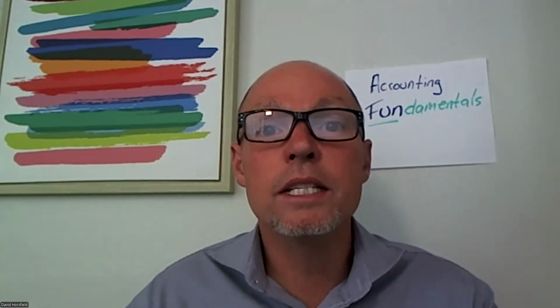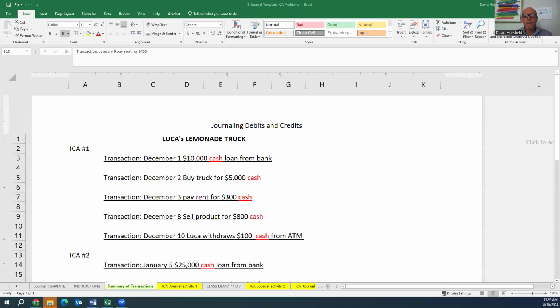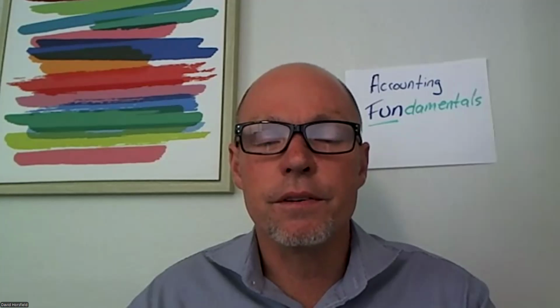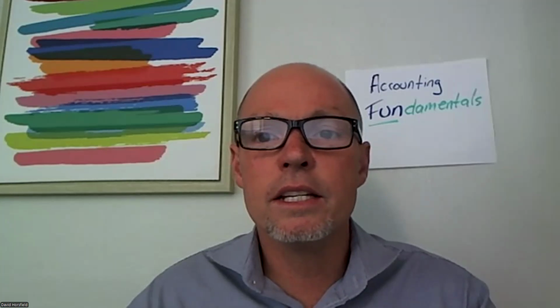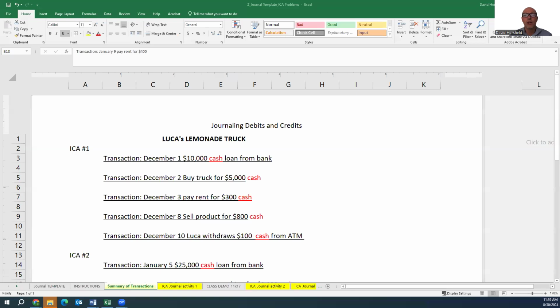Using Luca's lemonade truck as an example, I'm going to switch the share view here for a second, when Luca's transactions are occurring. So here is an example. We've got December 1, $10,000 cash loan from the bank. That's a transaction. December 2, Luca buys a truck for $5,000 cash.